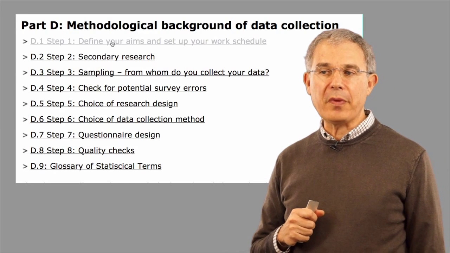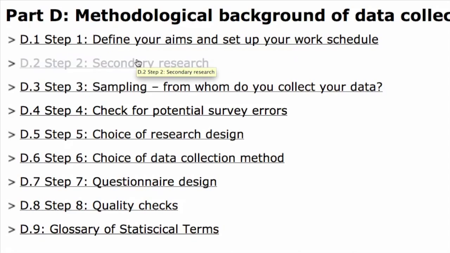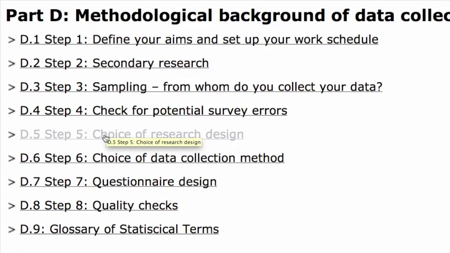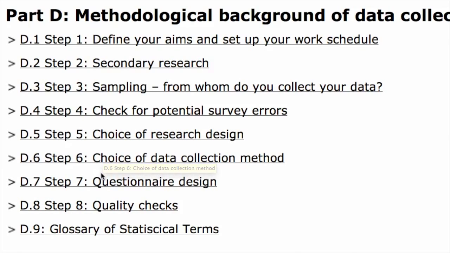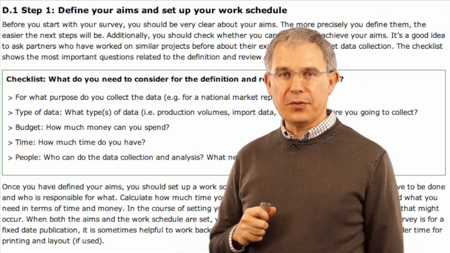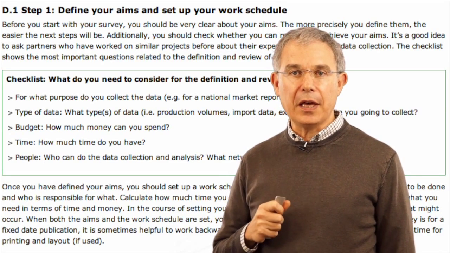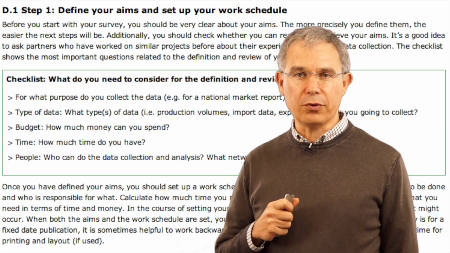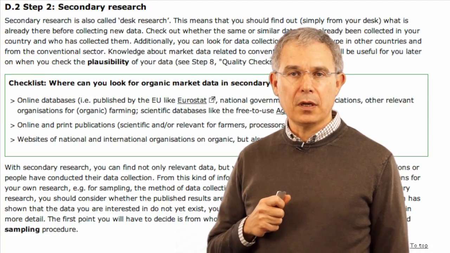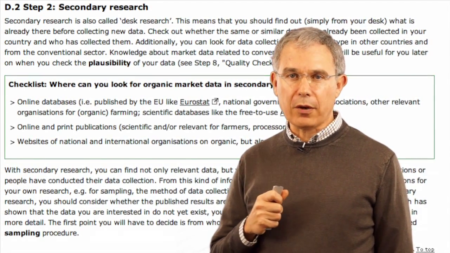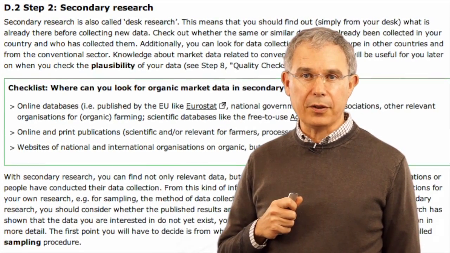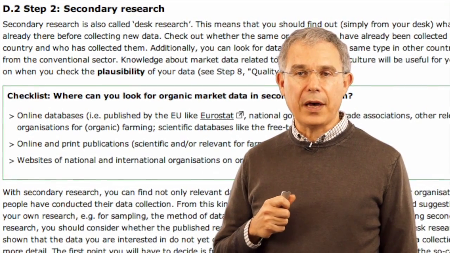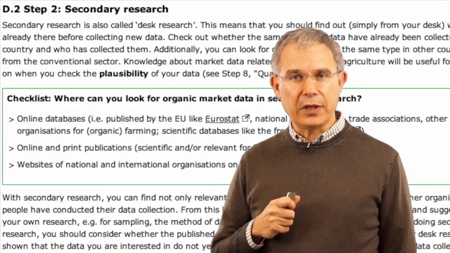Section D deals with the methodological background of data collection. It details in 8 simple steps how you can start to collect primary data on the organic market following a sound methodology. The first step deals with defining the aim and the schedule of your data collection. You should know your human and financial resources, not to waste them. The second step is about secondary research. Before you start collecting primary data, you should know the data which already exist, and you should define as much as possible the universe of the data collection.